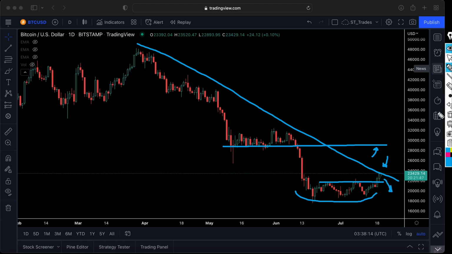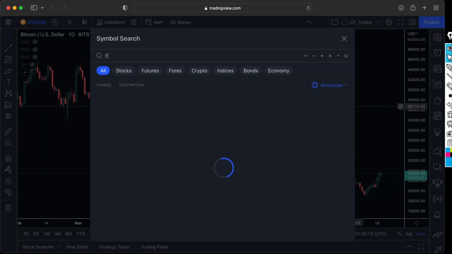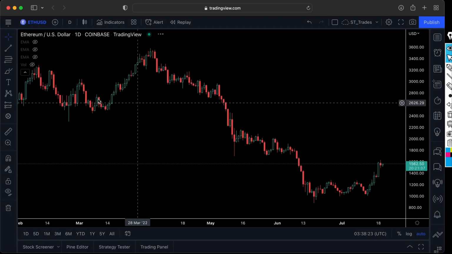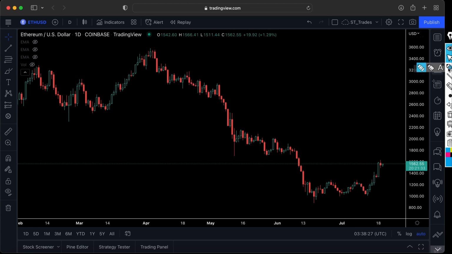Always make sure that you practice sound risk management. Another one that we saw also trading well in the past weeks was Ethereum. As you can see, we saw a similar setup from Ethereum. Once again, we're looking at Ethereum around this level, just below that $1,800 per coin there as well.